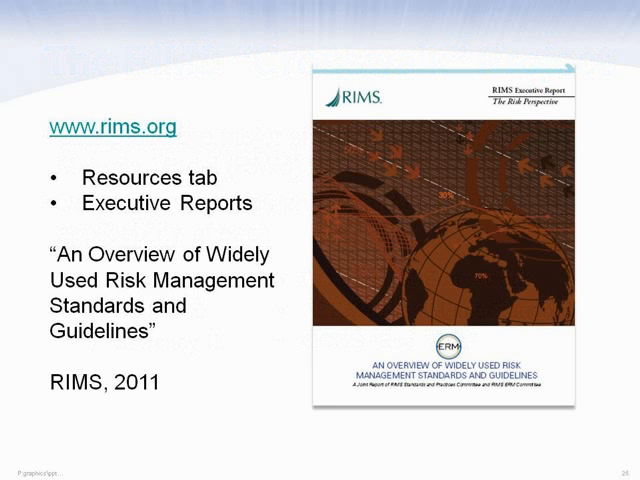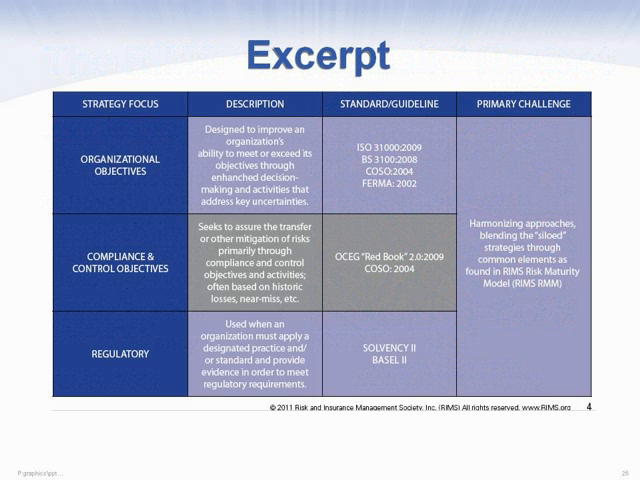And when you go to the RIMS site, you have to use these bullet points as helpers to get through to find the actual document. So you have to go to the Resources tab and then go to the Executive Reports tab in order to find it. But here is one chart that comes from that report that just compares what is the strategy focus.